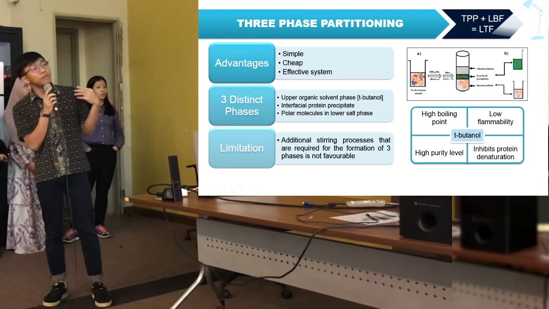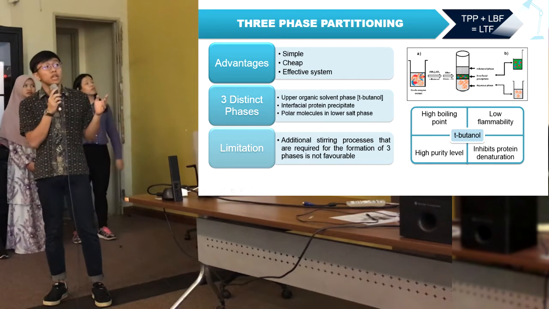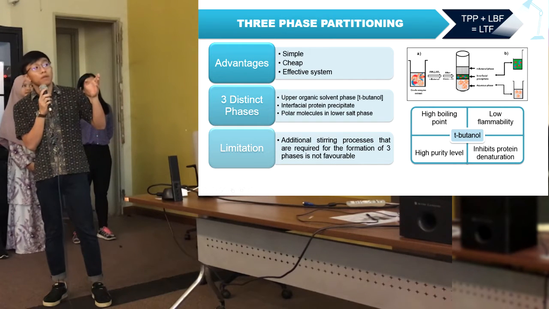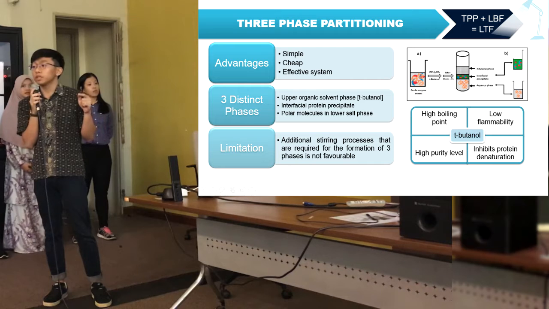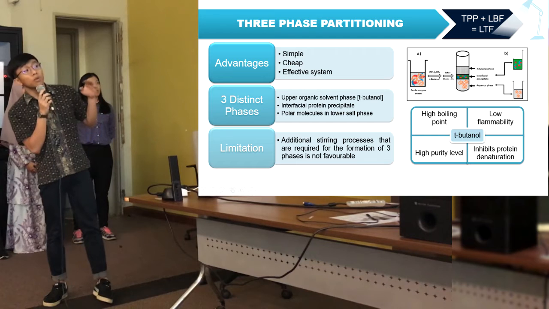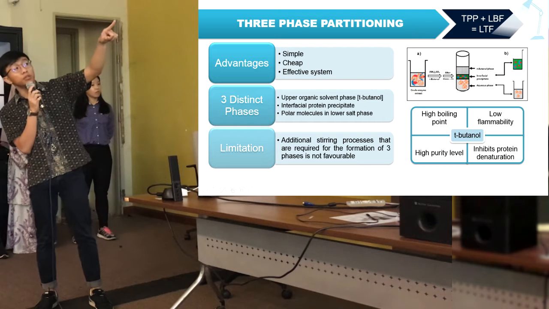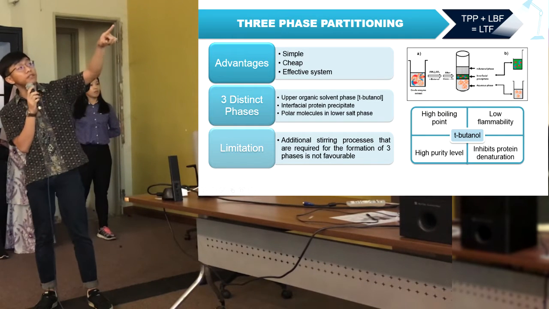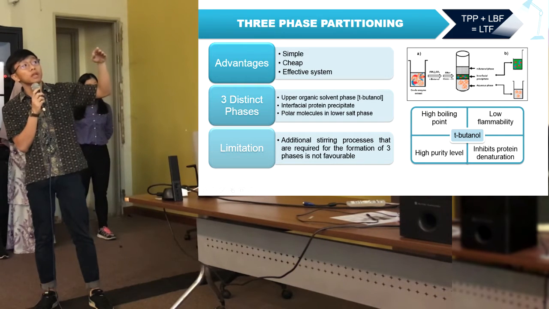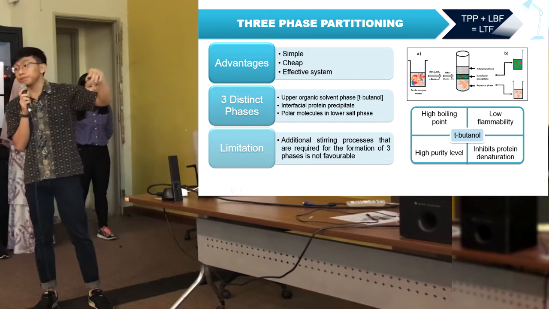One of the reasons why t-butanol is chosen is its high boiling point and low flammability, which is why it is the best candidate for the organic solvent, especially to be used in TPP, due to its high purity level during protein extraction. For example, high purity extraction is when the desired protein is separated in the middle phase, which is the interfacial protein precipitate, while the contaminants are removed either to the top part, which is the solvent phase, the t-butanol, or the lower part, which is the salt phase.